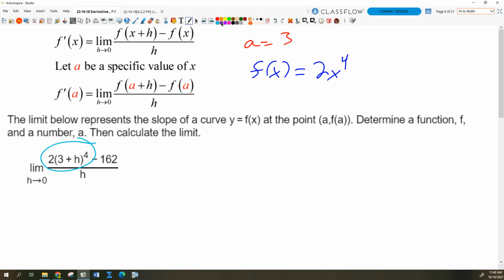How do we know that? Because what's inside the function here is x plus h, or a plus h in this case, right? So if this part right here is f of 3 plus h, then f of x must just be 2x to the 4th, right? Okay.